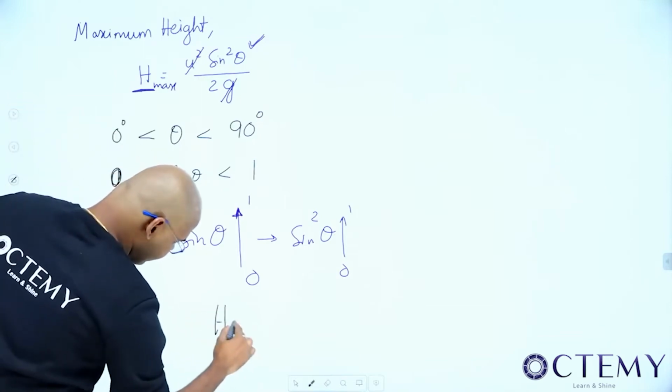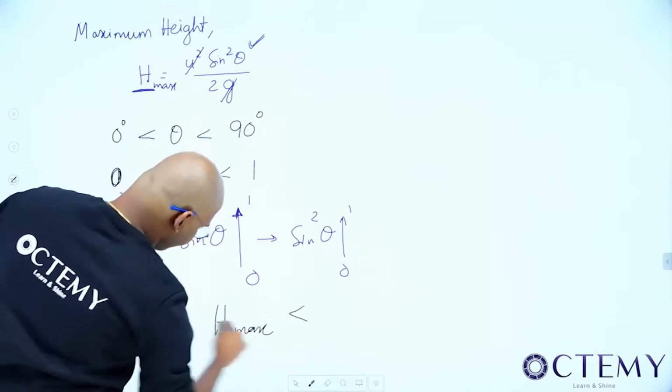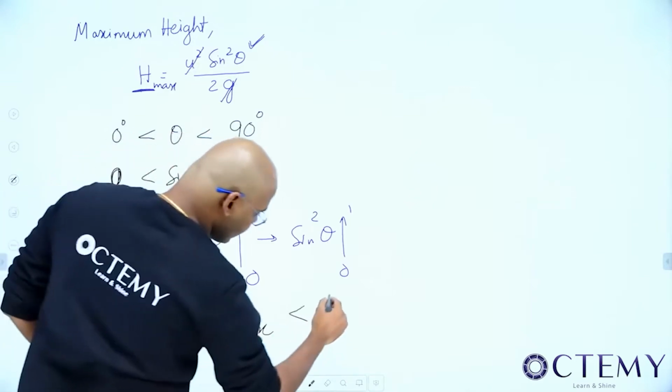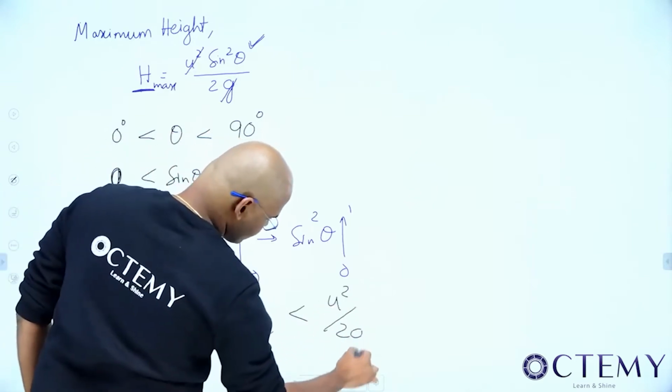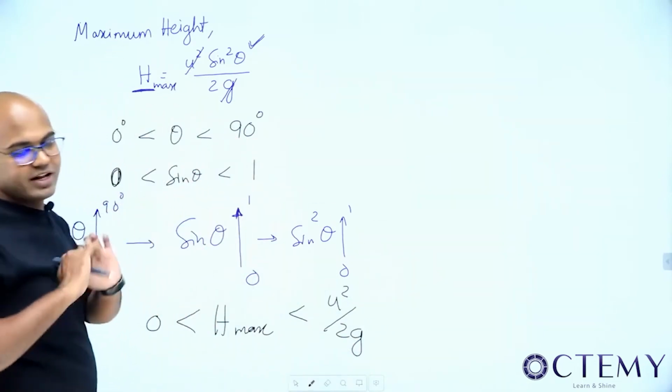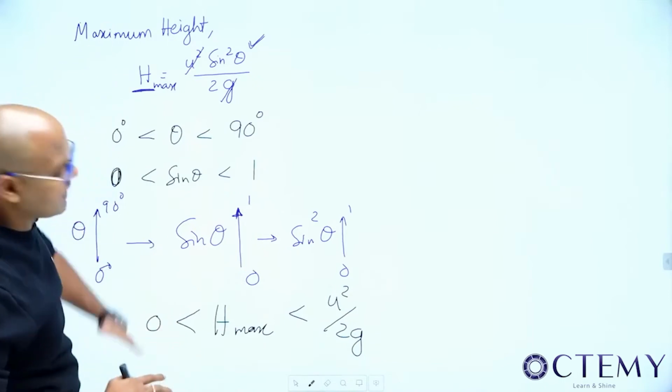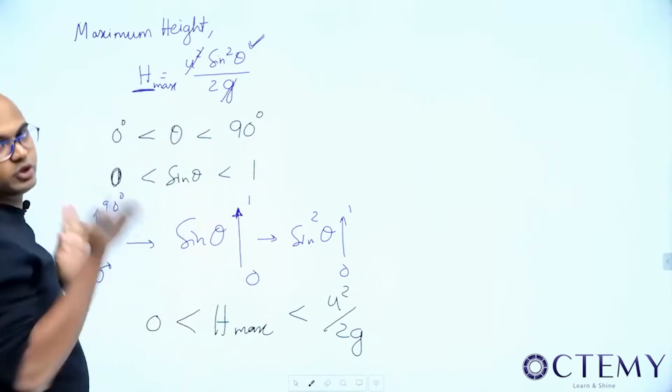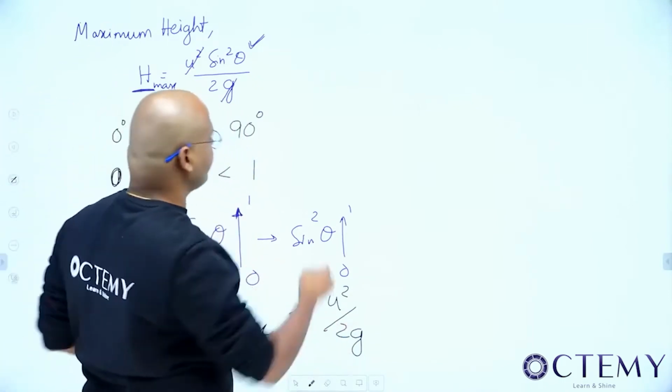So finally my maximum height will range from 0 to u square by 2g. As theta increases, my maximum height also increases. It will never decrease, right? So the maximum possible is u square by 2g.